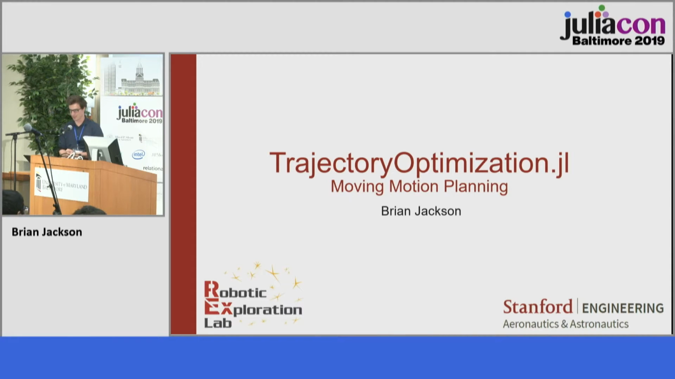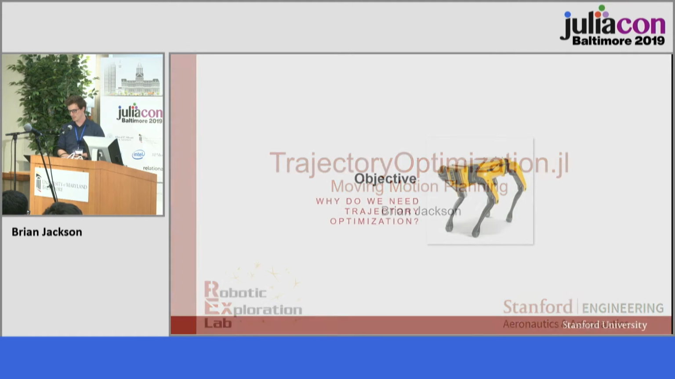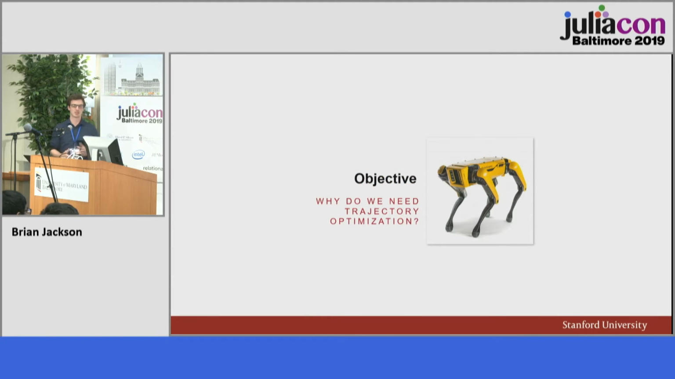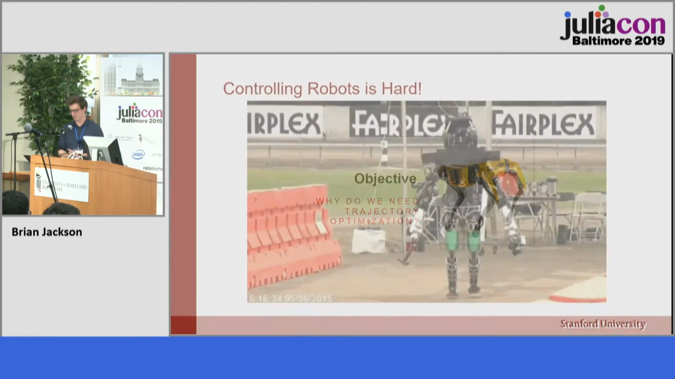All right, so today I'll be talking about some of the recent research that I've been doing with my colleagues in the Robotic Exploration Lab at Stanford on porting trajectory optimization to Julia. So before we talk about what trajectory optimization is, I want to first talk about why we're trying to address this problem in the first place.